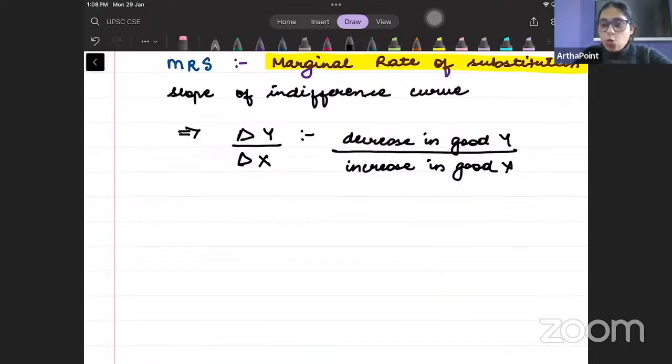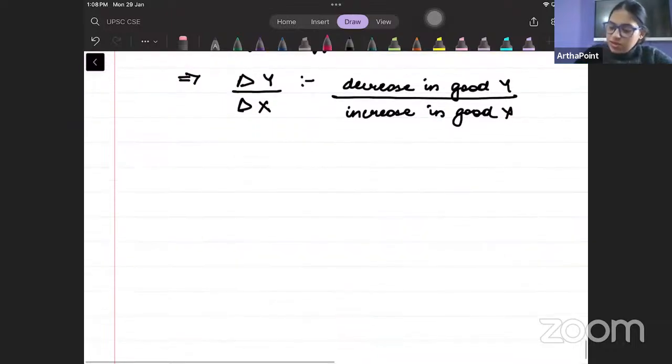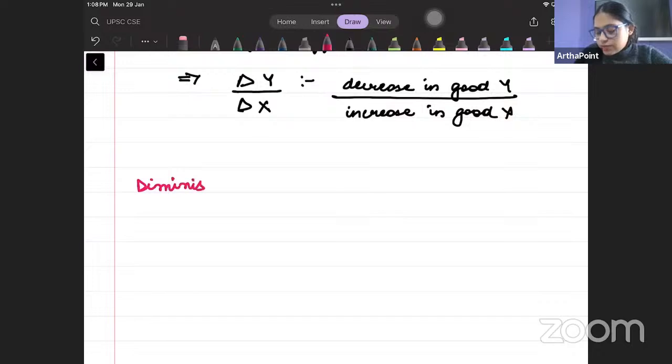And now there is another property which we need to remember, that we have diminishing MRS for well-defined preferences.